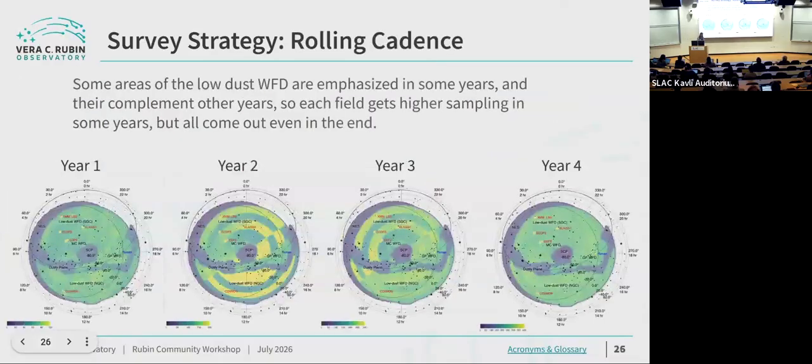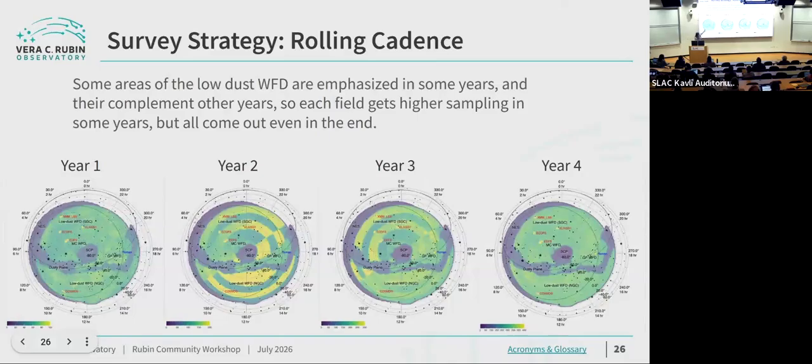All right. Another thing to note is rolling cadence. I said, typically we're observing a spot on the sky about every 3 days. People want to go sometimes faster than that. And so we've decided to do rolling cadence, where we'll do a higher cadence in some part of the sky, and then the next year go much lower cadence and boost the cadence on other parts.